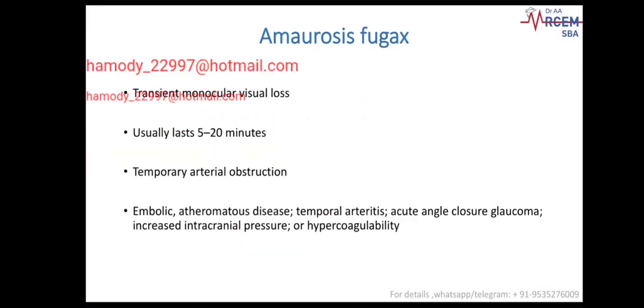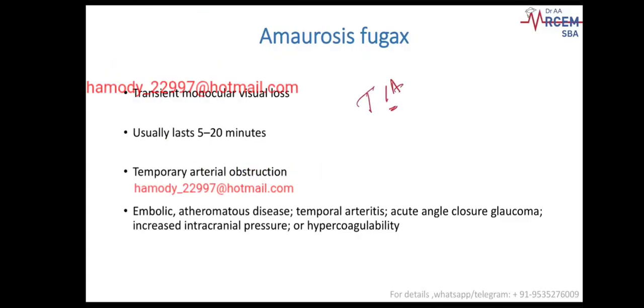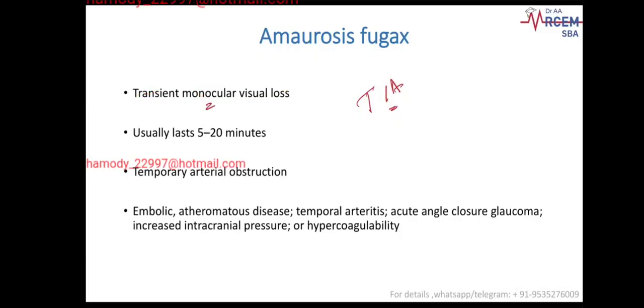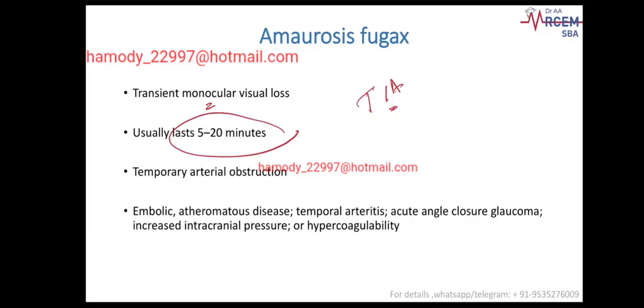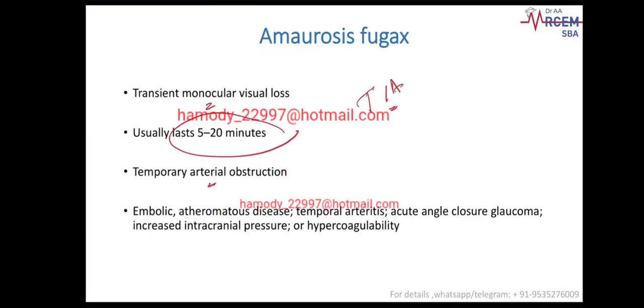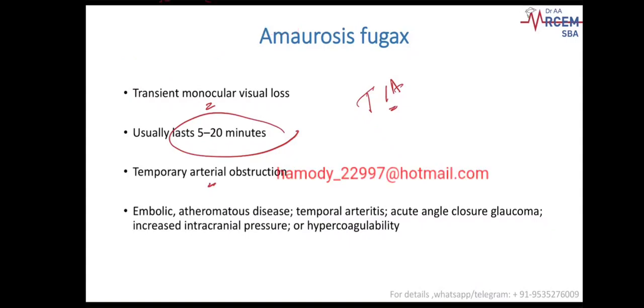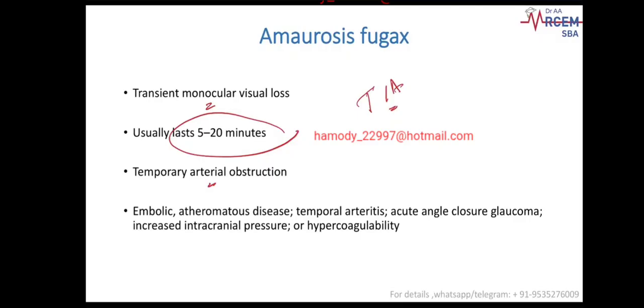Amaurosis fugax. This is very similar to a transient ischemic attack. What happens here? Transient loss of ocular vision will be there, and usually it lasts for a few minutes, like 5 to 20 minutes. Why does it happen? Because temporarily there is an occlusion of the artery. Most of the time there is temporary obstruction of the central retinal artery.